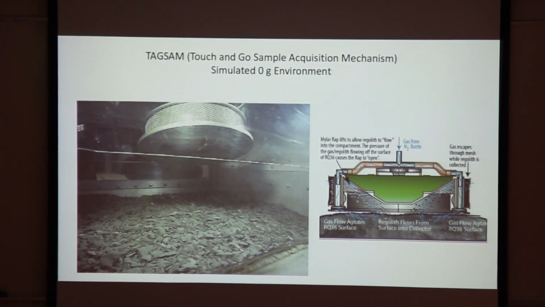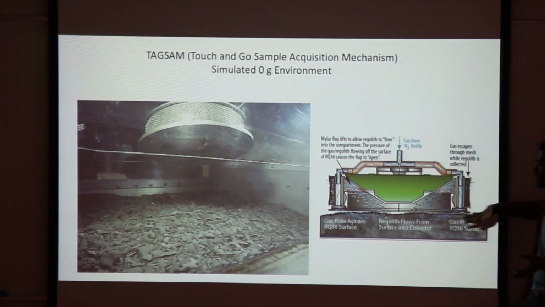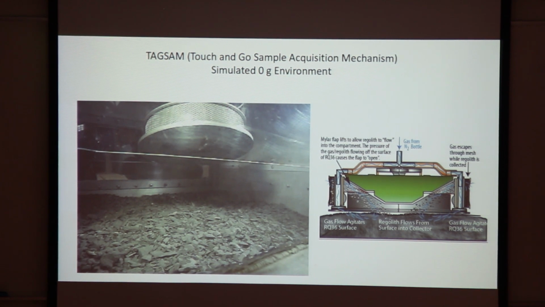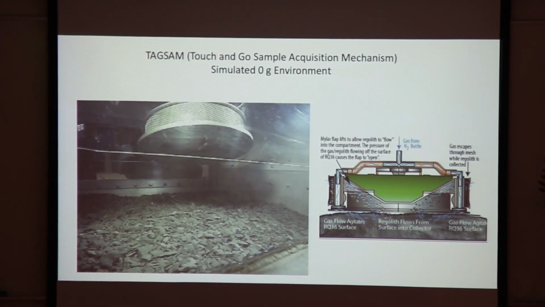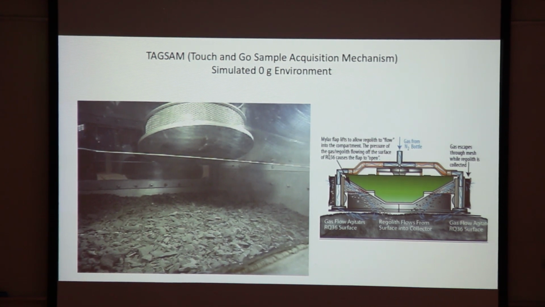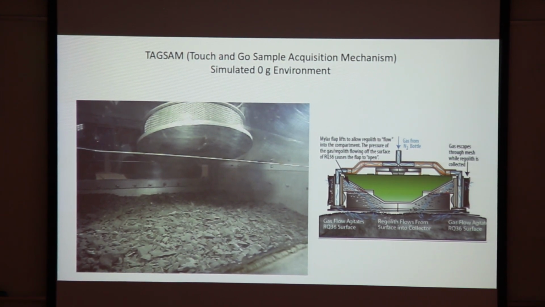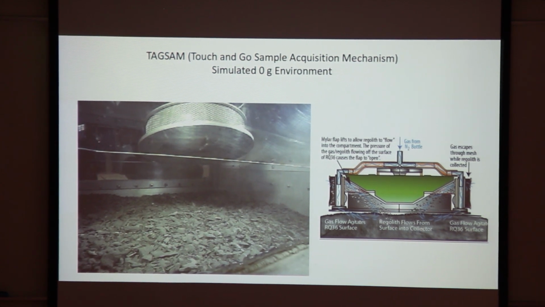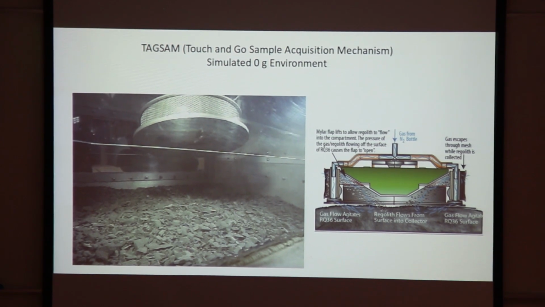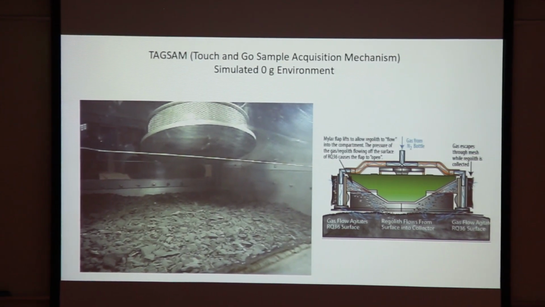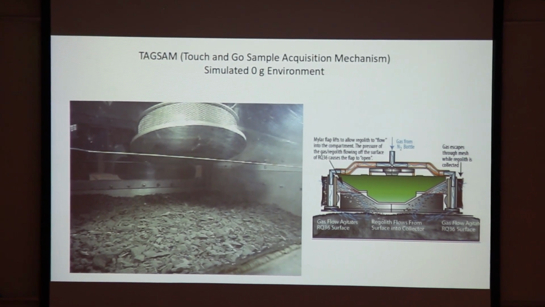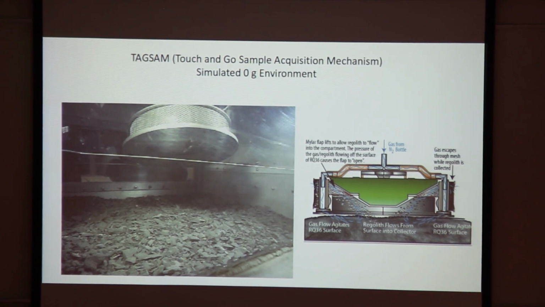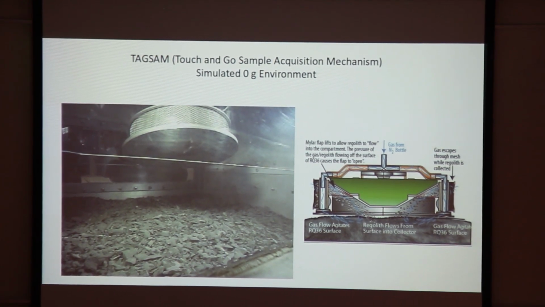So this is a quick slide about how the sampling would work. This sample head here is about 33 centimeters in diameter. It's a touch-and-go mechanism, so you touch the surface for about 5 seconds and then go away. As soon as it touches down, nitrogen gas comes up and stirs up the regolith particles within the touch-and-go sample acquisition head, and then it gets the samples inside, seals them, packs them into the sample container and comes back. So this is how it works.